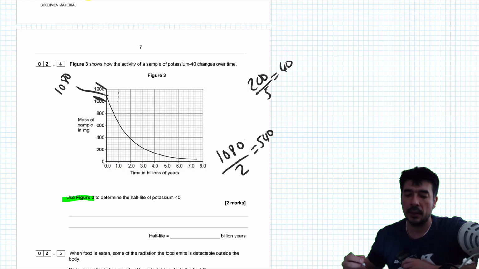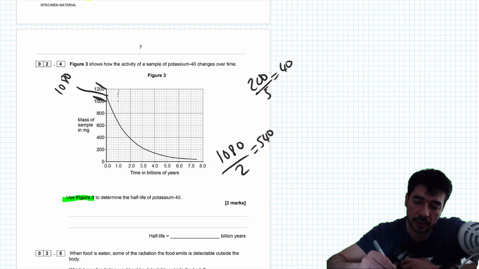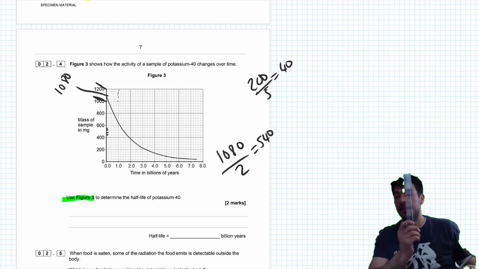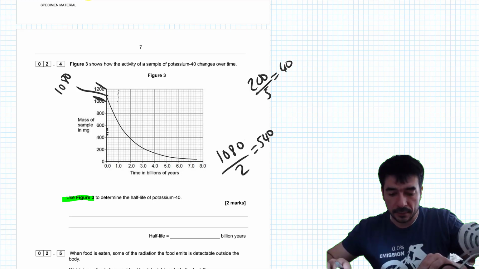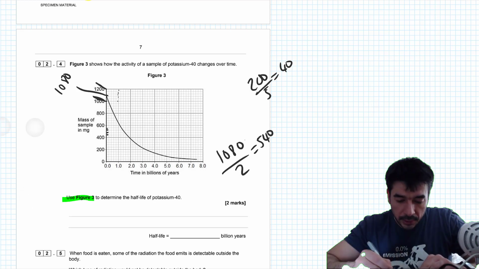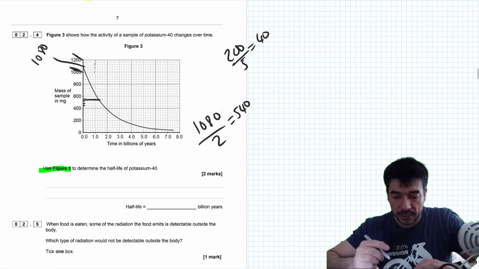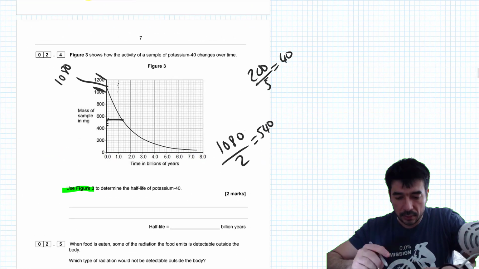Okay, so that would be 440, 480, 520. So 540 will be in between here and here. I'm actually going to get a ruler out. I've got a ruler in front of me, if you can see it. And I read across and down.